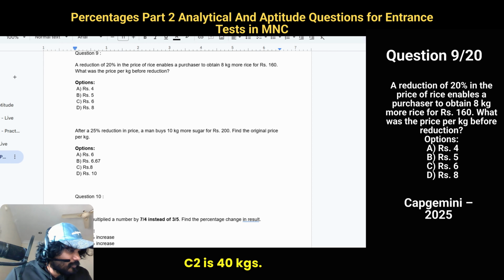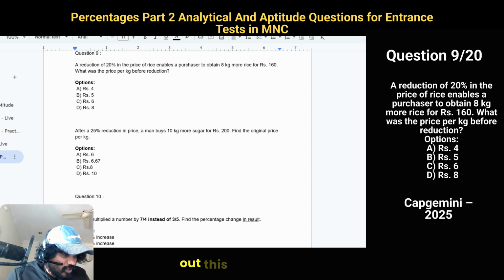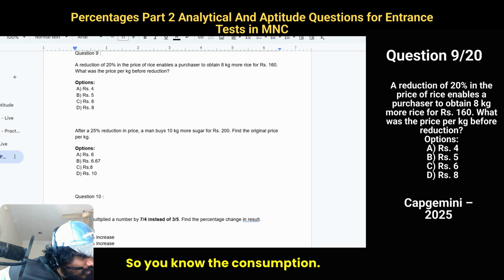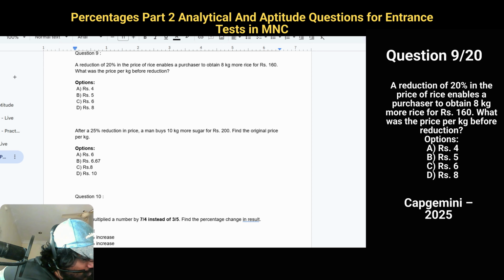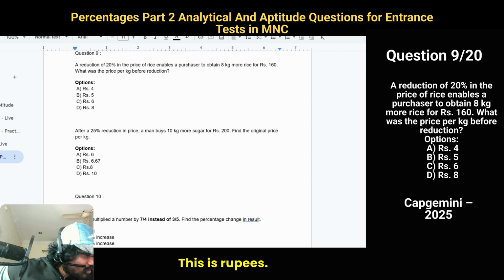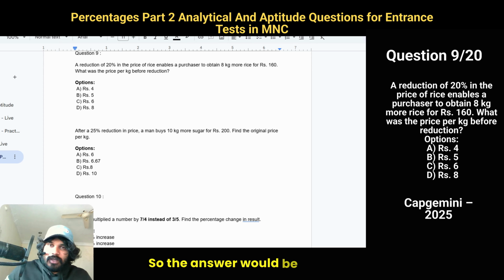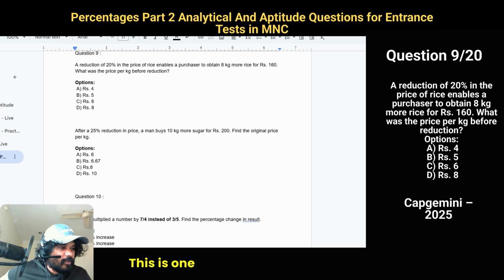C2 is 40 kgs. He also asked what is the price per kg before reduction. You need to find out this price. So you know the consumption, and you know the expenditure is 160 rupees. Consumption is 32. What is the price? 160 by 32. This will give you 5 rupees per kg. This is rupees, this is kgs. Rice per kg, right? Yes. So the answer would be 5 rupees per kg. This is one method of doing it.